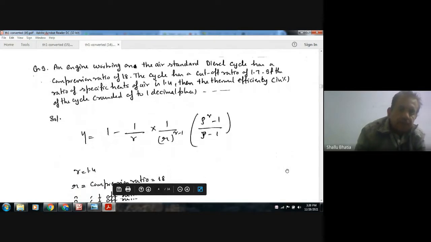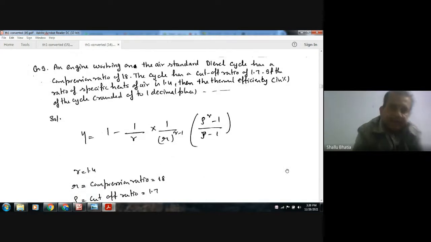Now question number 9. An engine working on the air standard diesel cycle has a compression ratio of 18. The cycle has a cutoff ratio of 1.7. If the ratio of specific heat of air is 1.4, then the thermal efficiency of the cycle, rounded off to 1 decimal place, is?